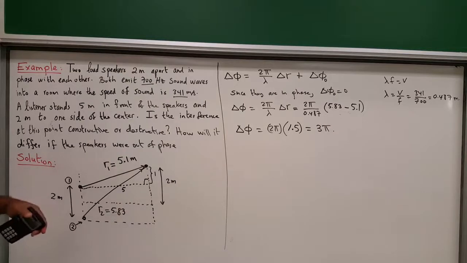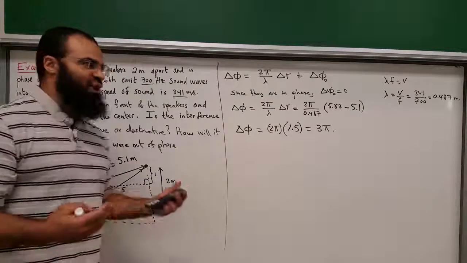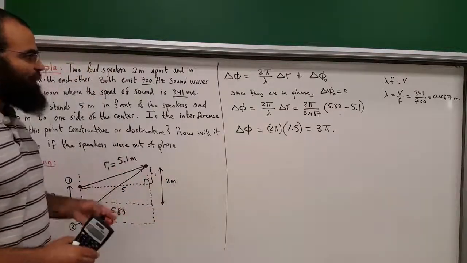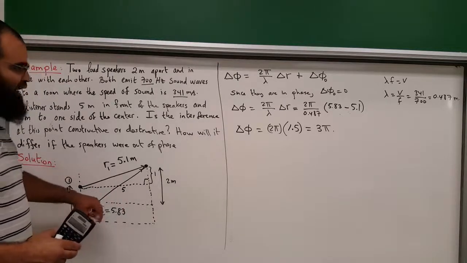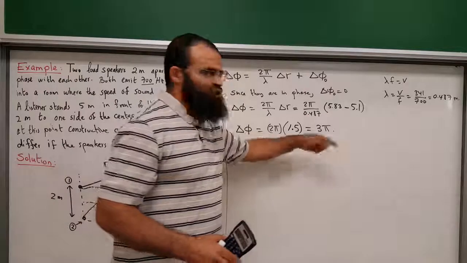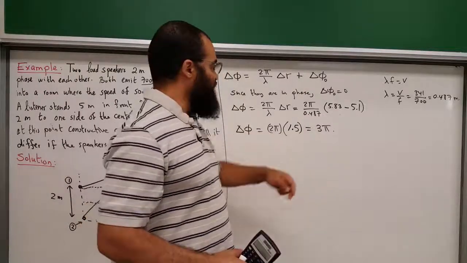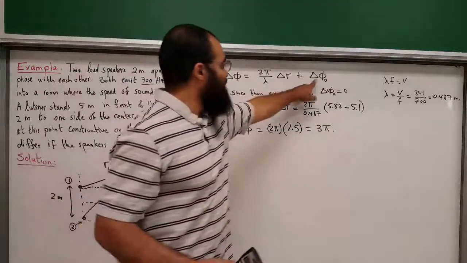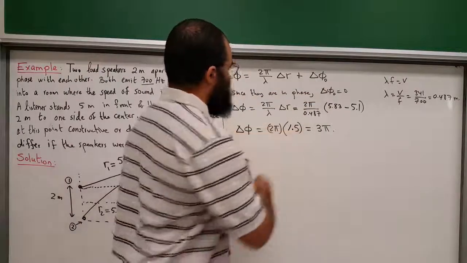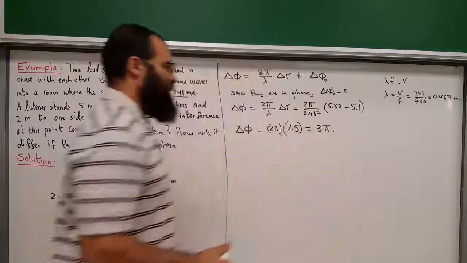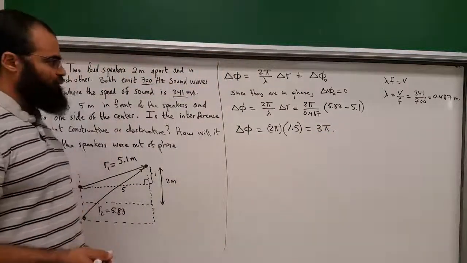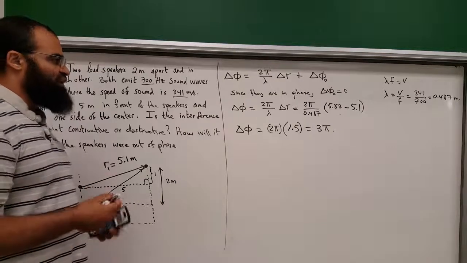Now, if the speakers started out of phase to begin with, two wrongs will make it right, if you like to say that. They started out of phase, and then they are shifted by a pi. So if they are out of phase, meaning delta phi 0 is a pi, then instead of being 0, you will be adding a pi. This would make it 4 pi, and so it will be in phase. Okay? So that is that.